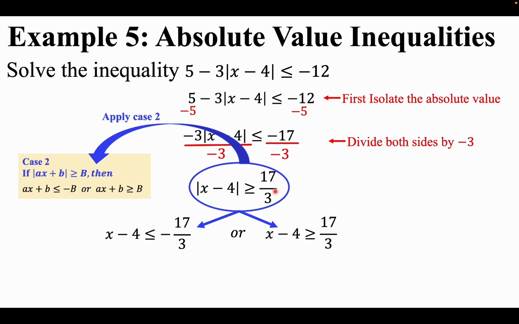And then solve for x, just add 4. You get x is less than or equal to negative 5/3. If you're using a calculator to combine those two, make sure you put the fraction in parentheses and then add the 4 at the end. So that should be able to get you this. And then we can do the same on the other end. We can add 4 to both sides, and that will simplify into x is greater than or equal to 29/3.